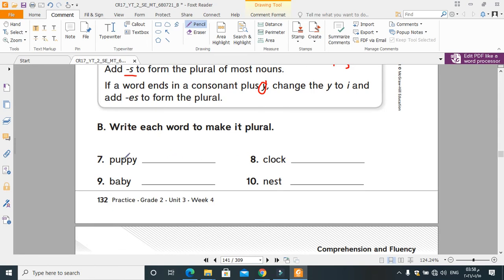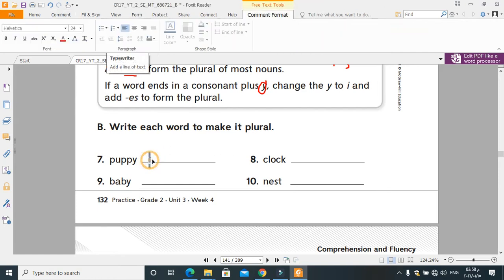So look here at the words puppy, clock, baby, and nest. How do we write puppy in plural? P-U-P-P, then you write I-E-S. Clock, just add S. Baby, I-E-S. Nest, nests. You just need to add S at the end.